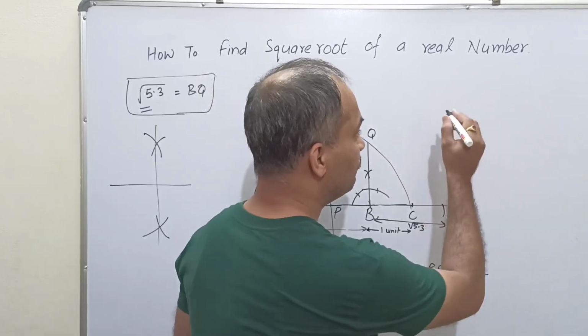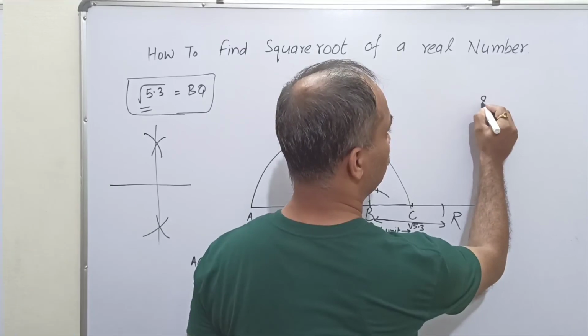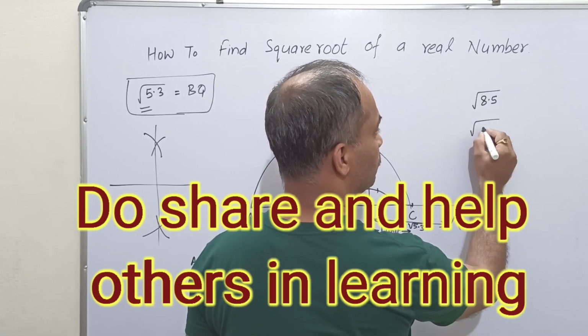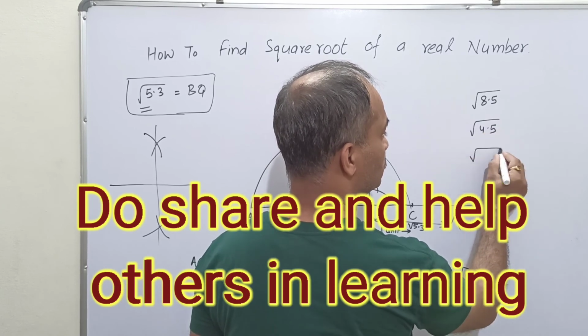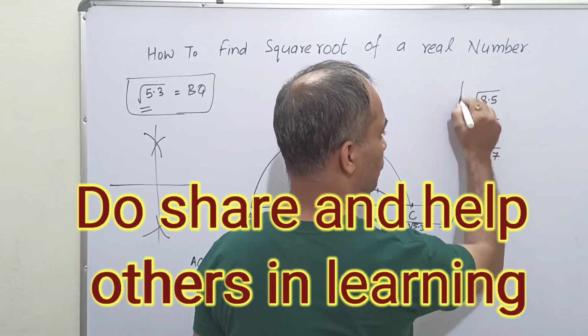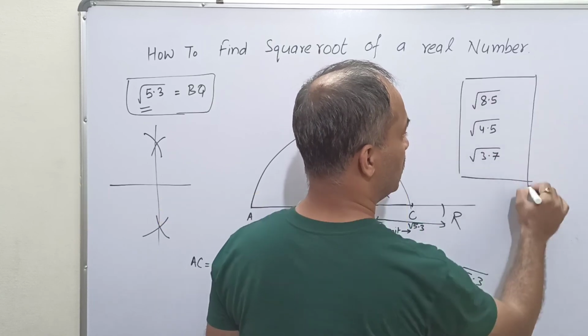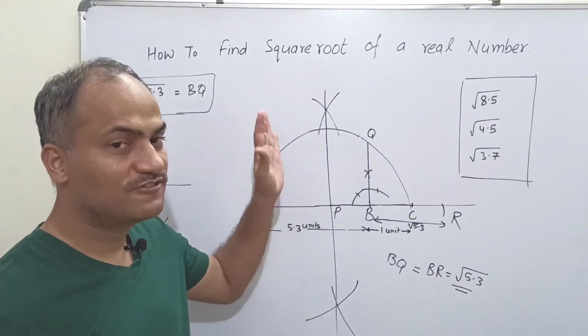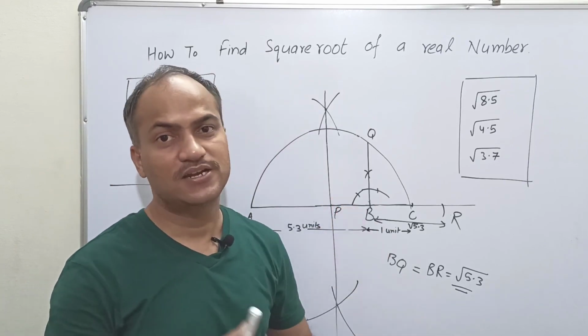Now similarly, find the square root of other numbers like square root of 8.5, square root of 4.5, square root of 3.7. I am giving you these three questions. Find the square root of these three numbers with the help of the same method, and let us see what you get.